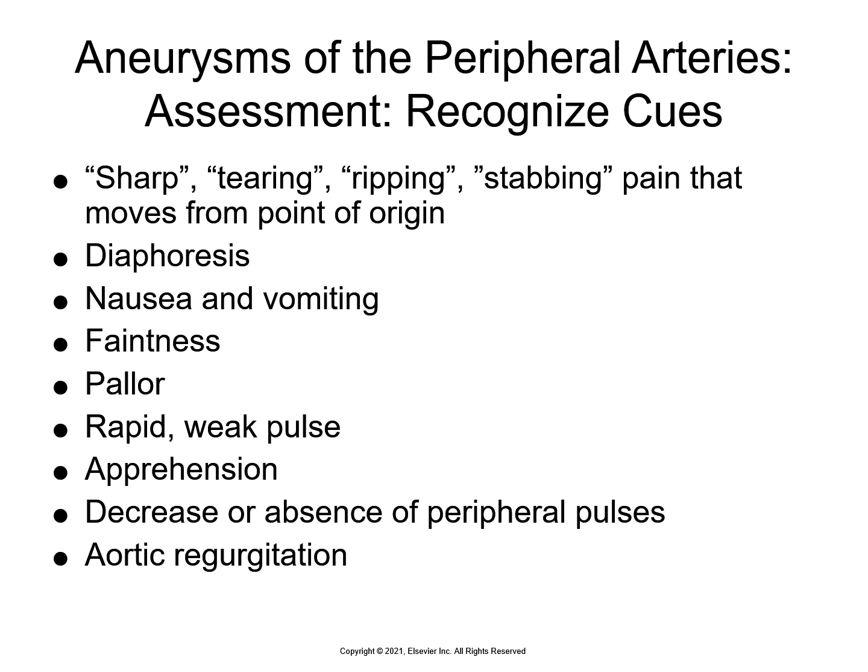Diaphoresis, nausea, vomiting, faintness, pallor, all of those things that go along with shock. You will have no peripheral pulses, or they will be greatly decreased. When it ruptures, you won't have any. And if you listen to the heart, you would hear aortic regurgitation, a murmur of aortic regurgitation.